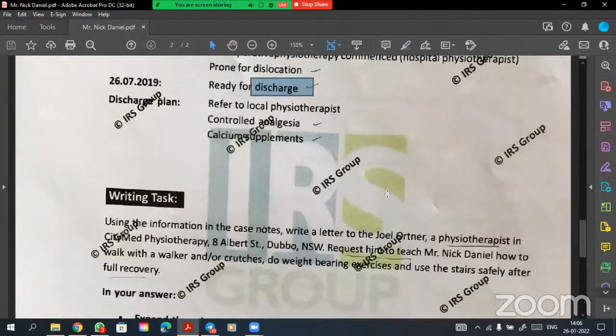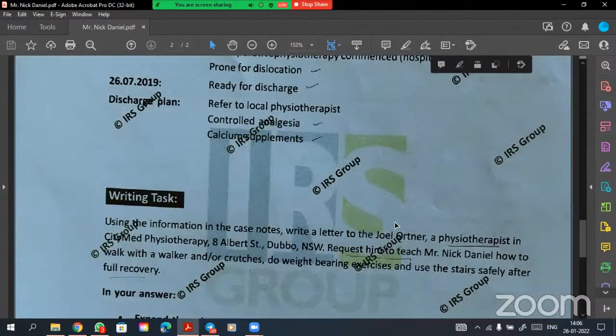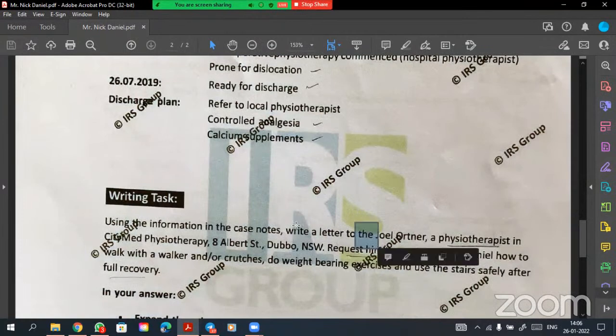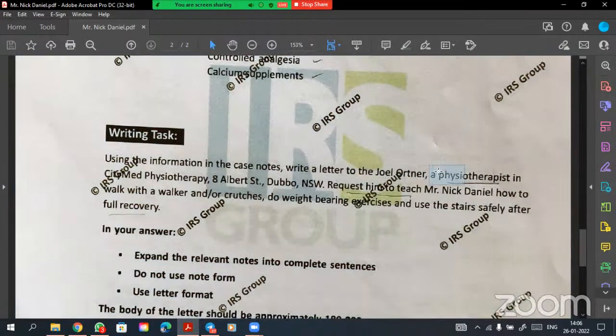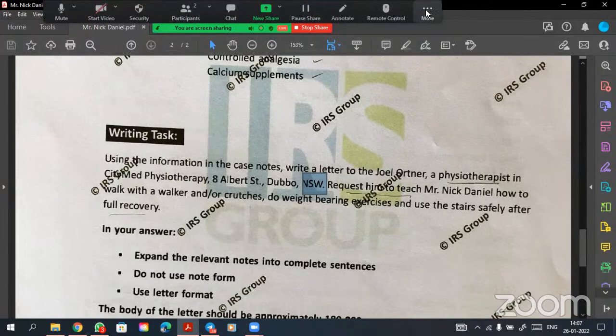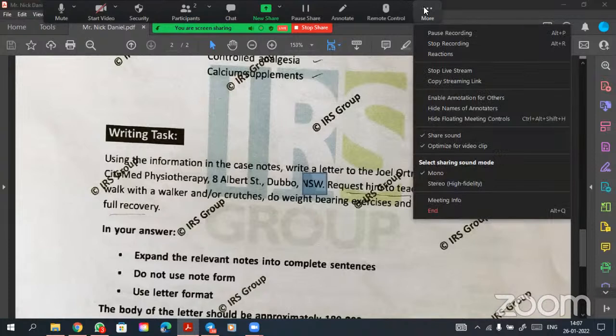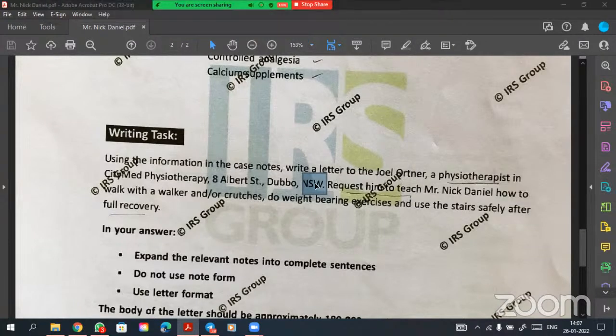So Joel Ortner. Write a letter to Joel Ortner, physiotherapist in City Med Physiotherapy, 8 Albert Street, Dubbo, New South Wales. Okay, 6 lines. So there are 6 lines here. Now let us see the 6 lines.